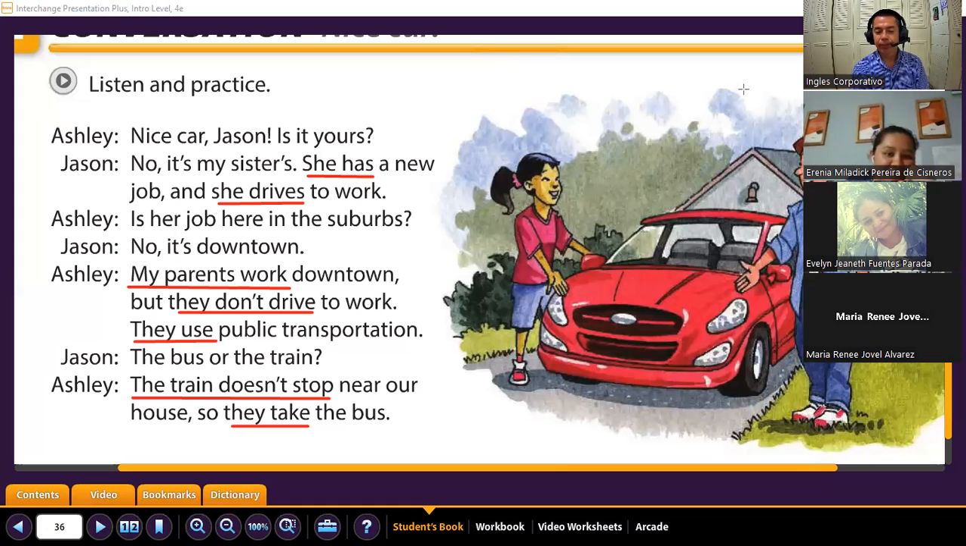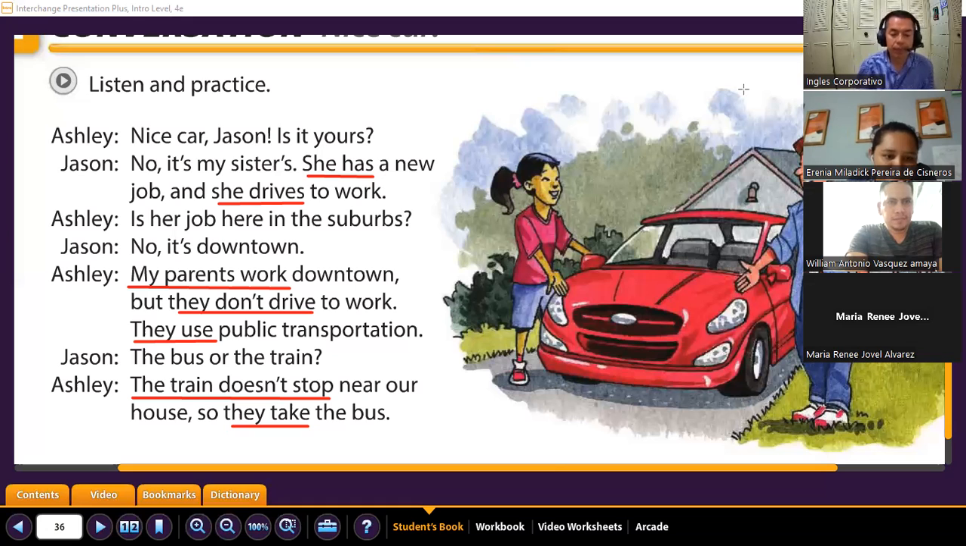Nice car, Jason. Is it yours? No, it's my sister. She has a new job and she drives to work. Is her job here in the suburb? No, it's downtown. Downtown, William? Downtown. El centro, en downtown. My parents work downtown, but they don't drive to work. They're using public transportation. The bus or the train? The train doesn't stop near our house, so they take the bus. Congratulations. Thank you very much, right?